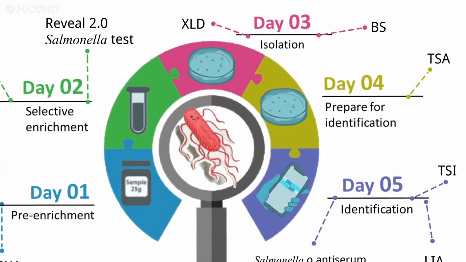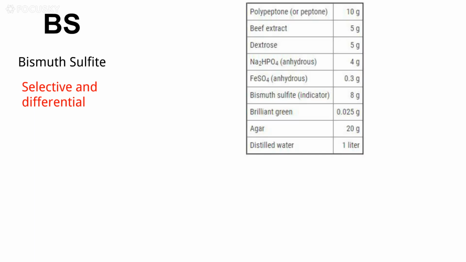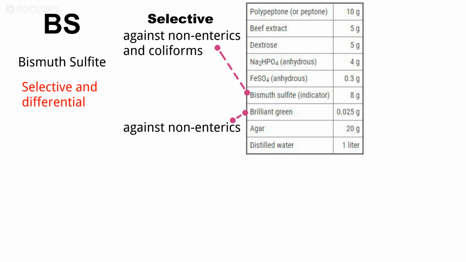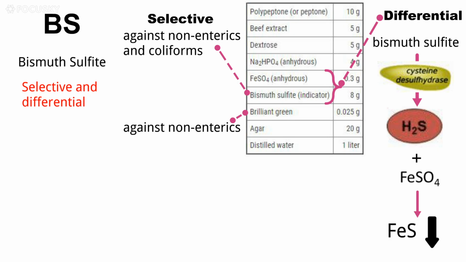BS stands for bismuth sulfite. It is a selective and differential medium. The selective agent is brilliant green, which inhibits non-Enterobacteriaceae, and bismuth sulfite, which not only inhibits non-Enterobacteriaceae but also coliform, a subgroup in Enterobacteriaceae. Similar to XLD, the sulfur in the medium could be catalyzed into hydrogen sulfide, which could react with ferrous sulfate to generate black precipitation.